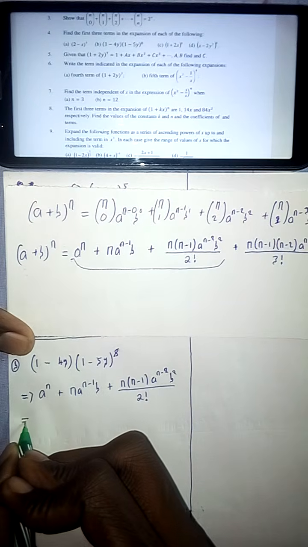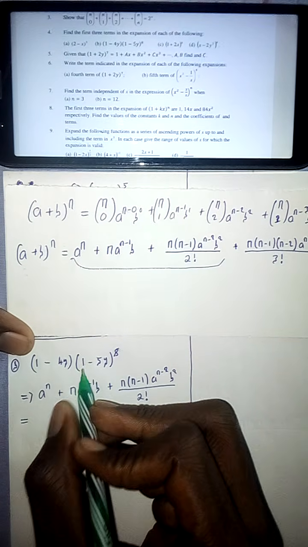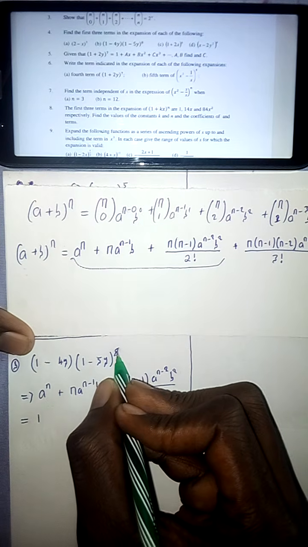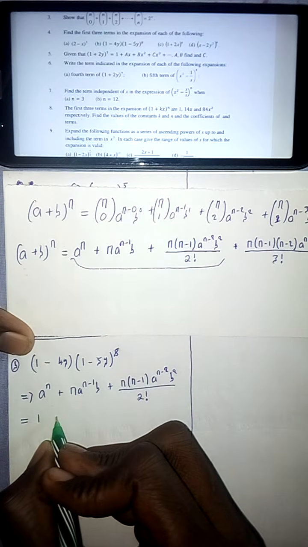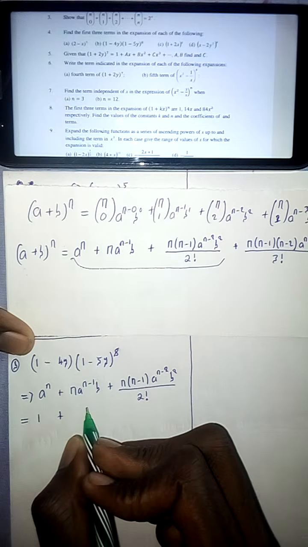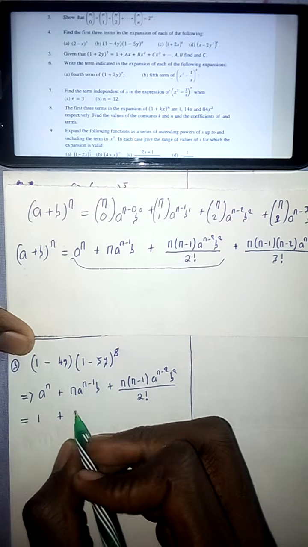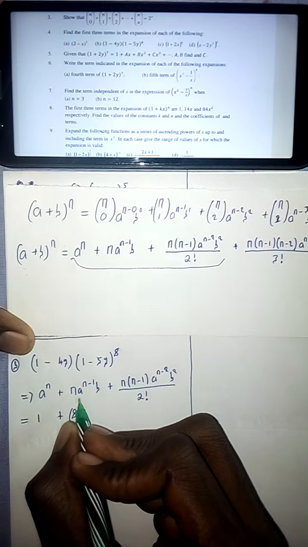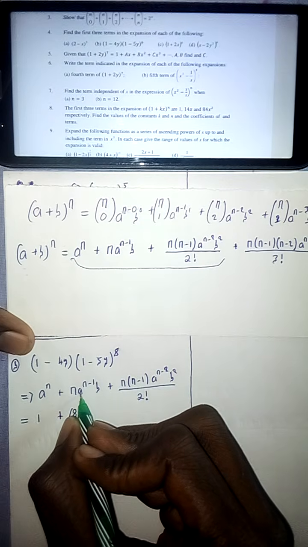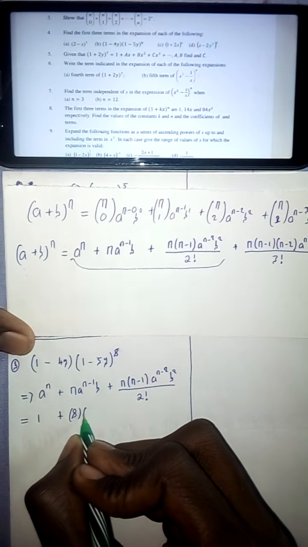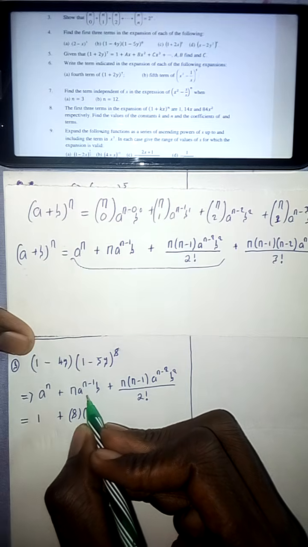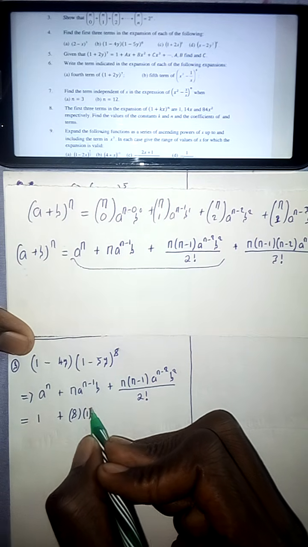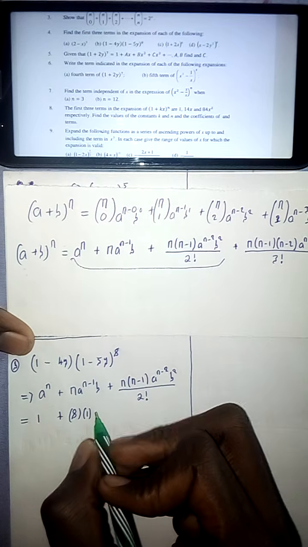All right. What is our a? Our a is simply this part, so it will be 1 raised to the power 8, which will still remain 1, plus, what about for this part? What is our n? Our n is 8, which is the power. Our a is still 1. Then n is 8, right? 8 minus 1 is 7. 1 raised to the power 7 still remains 1.